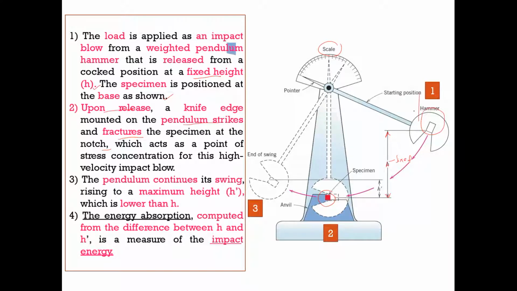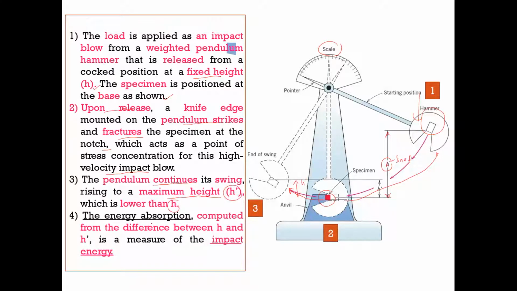Once we release this hammer, it swings to the specimen and fractures it with a high velocity impact. Then the pendulum continues its swing, rising to a maximum height, which is H prime, which is lower than H. After they strike and fracture the specimen, they continue to swing until this H prime value, whereby H prime is lower than H.